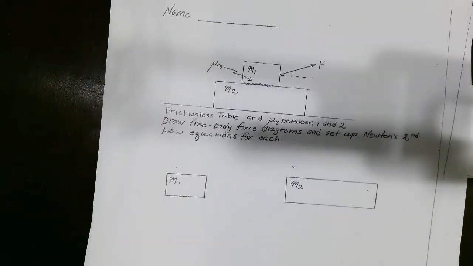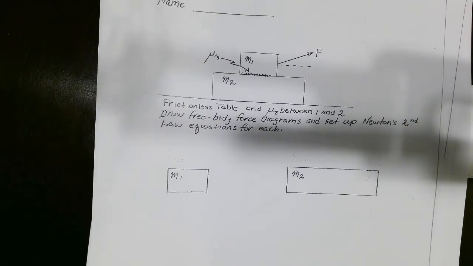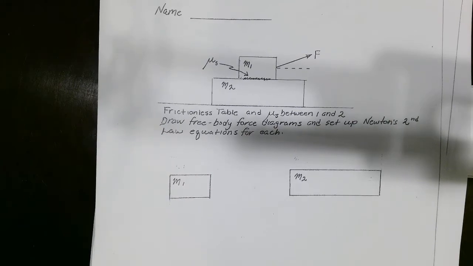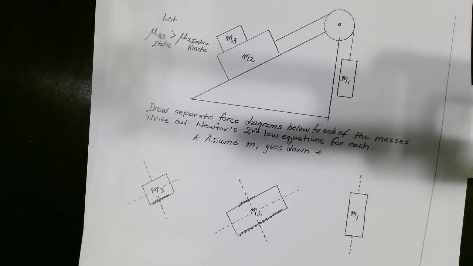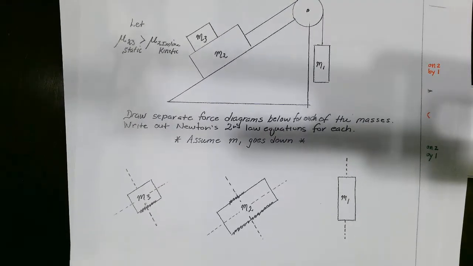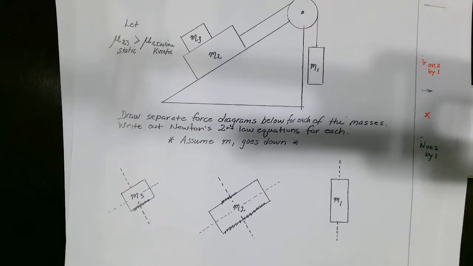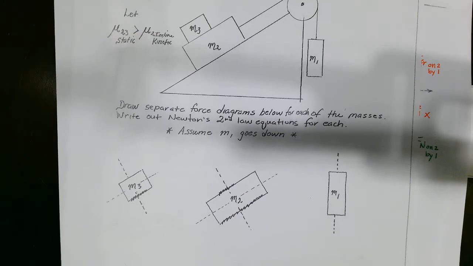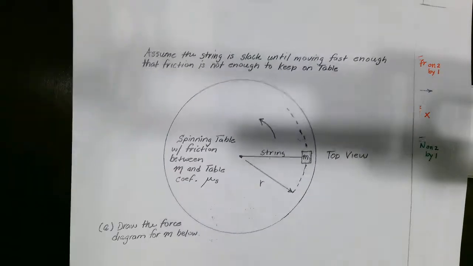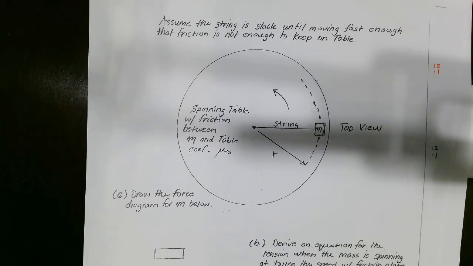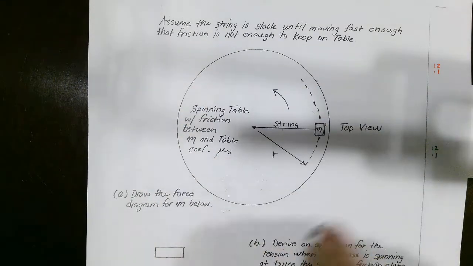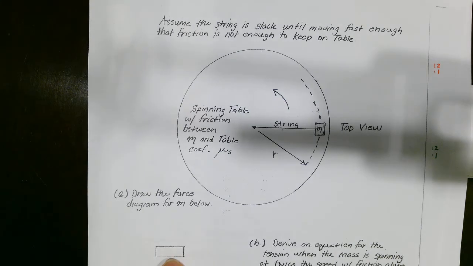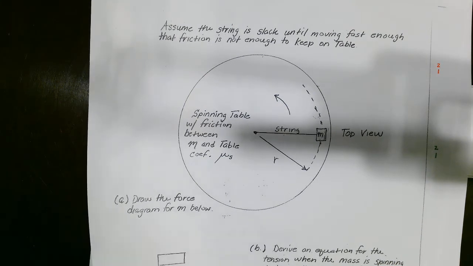Then you should be able to do this. This is kind of easy. You should be able to do friction between M1 and M2. This looks a little challenging, but don't be intimidated. It gives you the direction already, so M1 goes down. So you should be able to draw all the force diagrams for this, as well as this one. This is horizontal motion, so take a look at this as horizontal motion going around like this, and draw the free body diagram with friction involved.